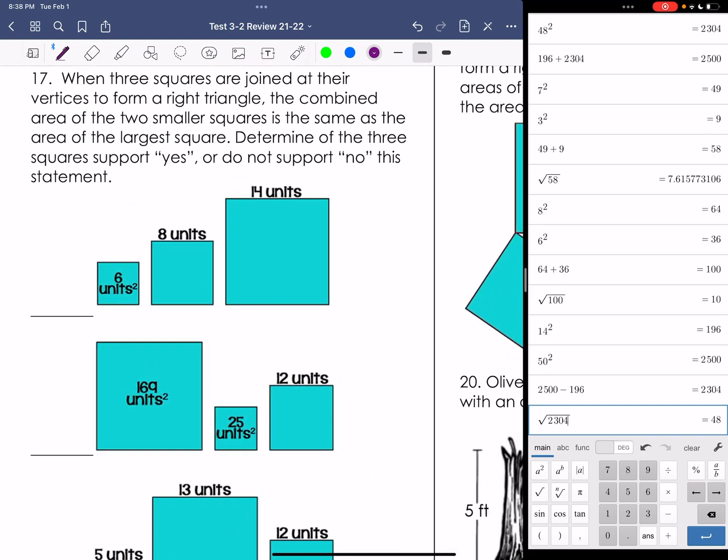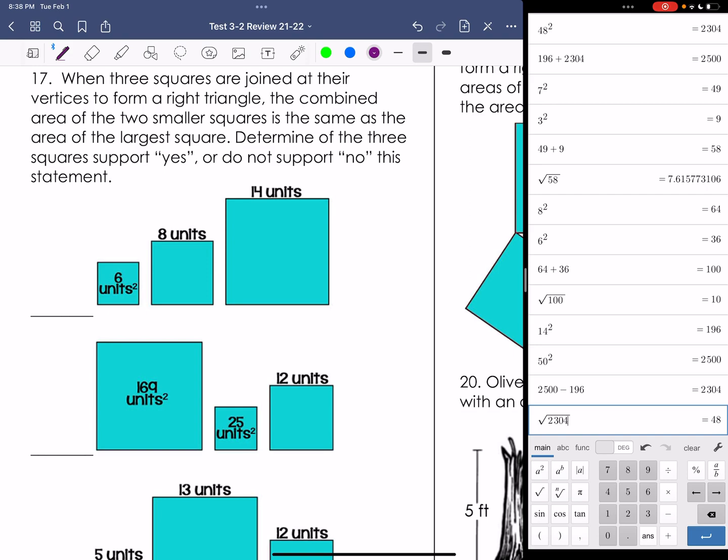For number 17, it says when 3 squares are joined at their vertices to form a right triangle, the combined area of the 2 smaller squares is the same as the area of the larger square. We want to determine if the 3 squares support, yes, or do not support, no, this statement. So remember, again, when we add the area of our 2 smaller sides, it should equal the area of our largest side. So our first step is actually going to be to find the area of all of our squares.